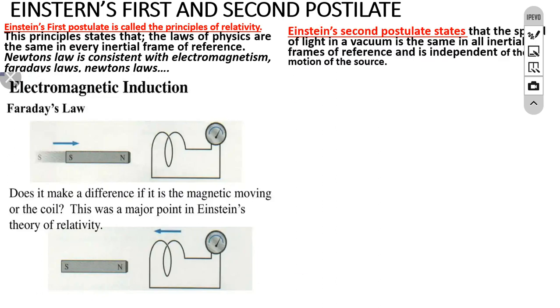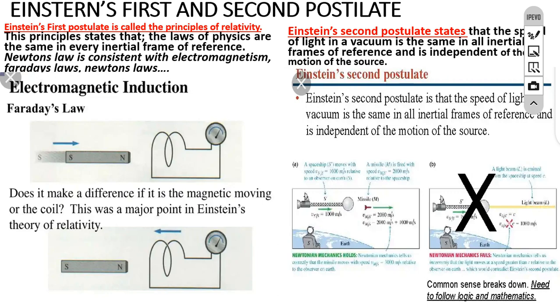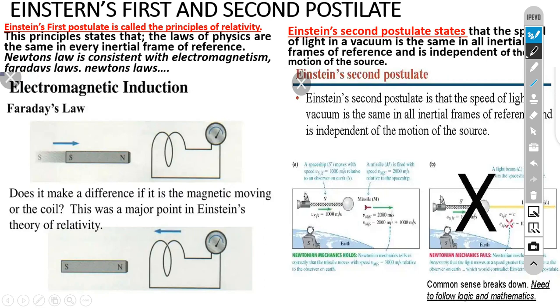Then the second postulate. I made mention about a moving vehicle, but in this case, this one is a moving rocket and is moving at the speed of 100 meters per second. And all of a sudden, it decides to project the missile here at 100 meters per second.